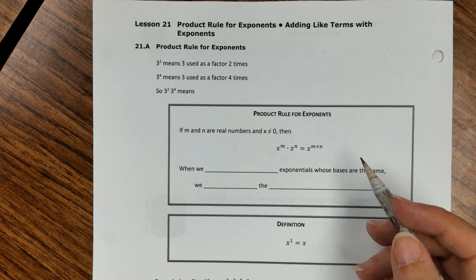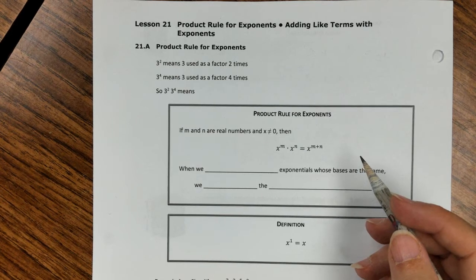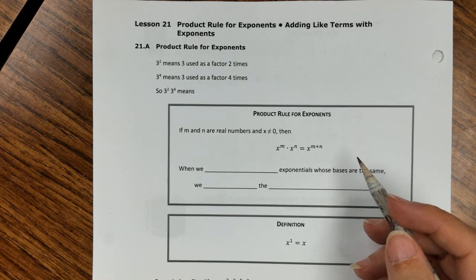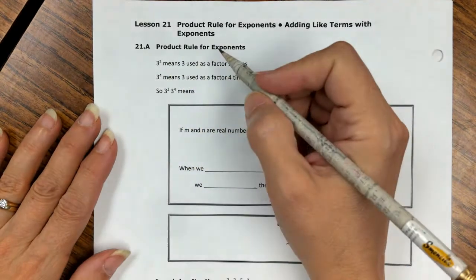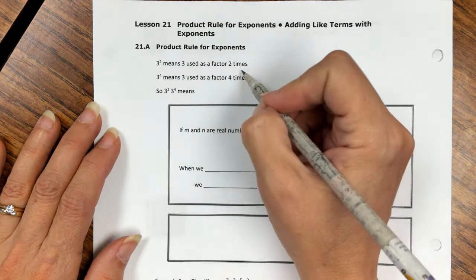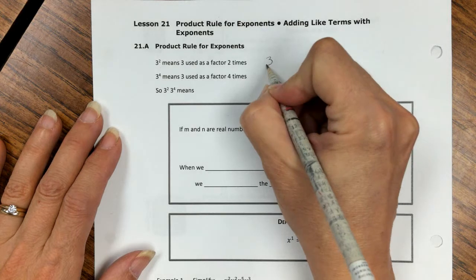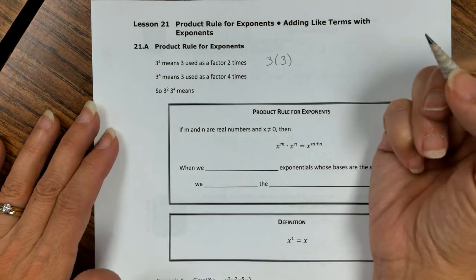Algebra 1, Lesson 21. Part A is called Product Rule for Exponents, and you hopefully remember product indicates that we're talking about multiplying. So, let's just review what exponents are first. 3 to the second power means we're using 3 as a factor 2 times. That means we're writing 3 2 times and multiplying. So that would be 9.